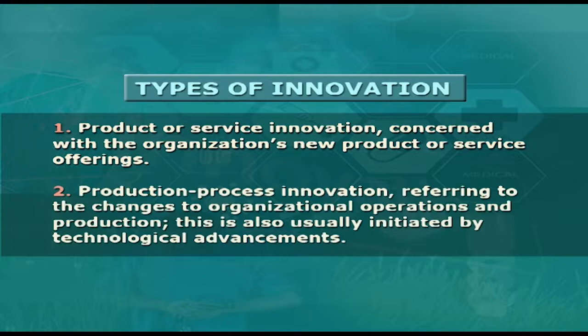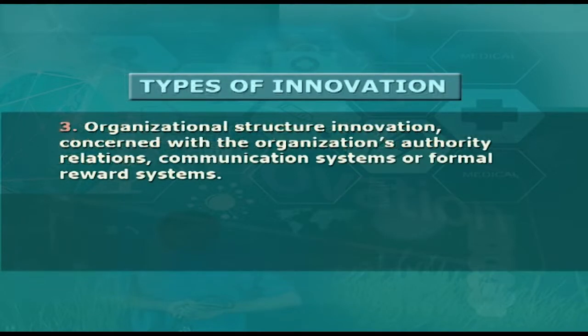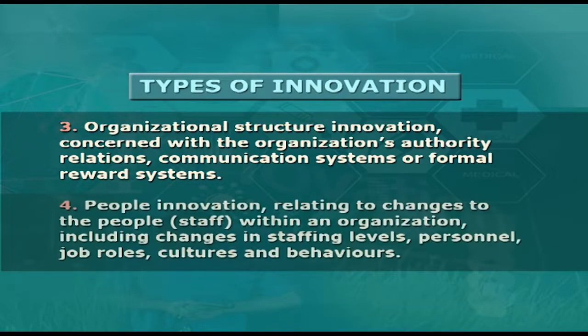Second is production process innovation, which refers to changes to the organizational operations and production. This is also usually initiated by technological advancements. Third is organizational structure innovation, which is concerned with the organization's authority relations, communication systems, or formal reward systems. And the fourth is people innovation, which relates to changes to the people or staff within an organization, including changes in staffing levels, personnel, job roles, cultures, and behaviors.